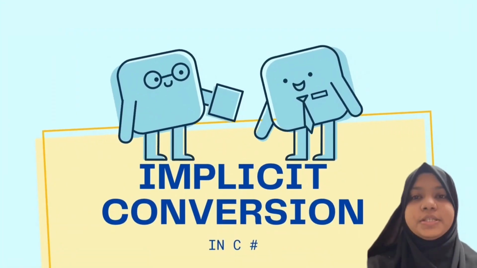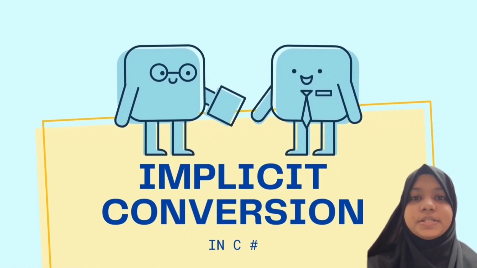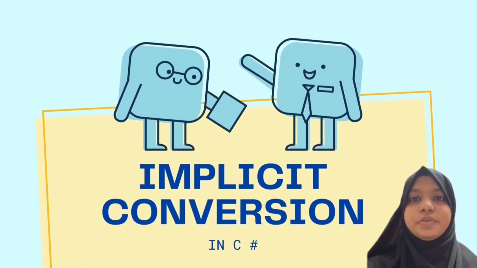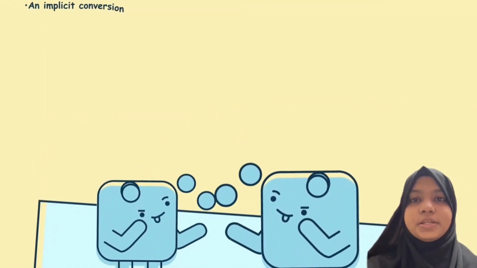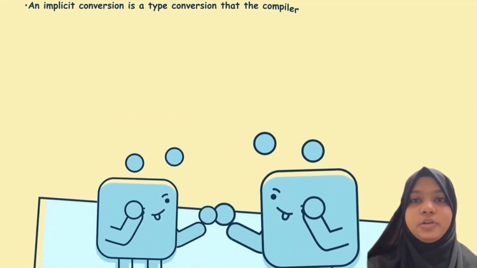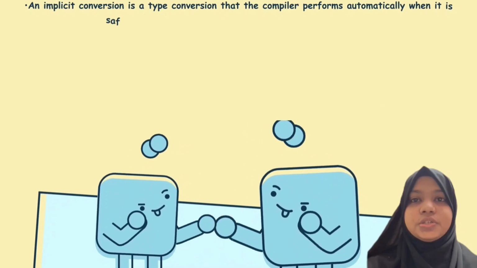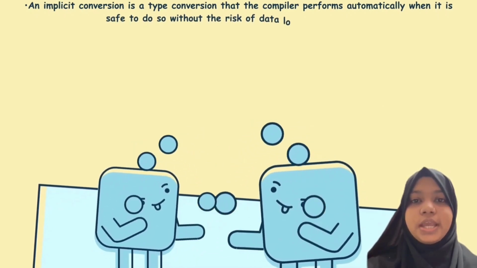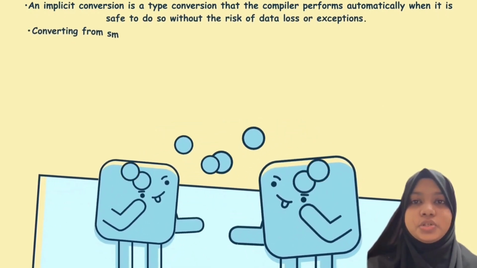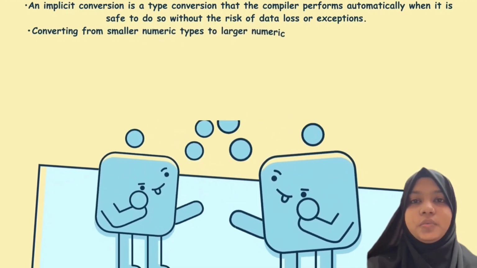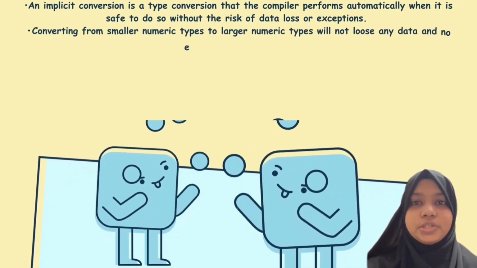Hello everyone, I'm Bondan Zikra. I'm going to explain to you about the implicit conversion in C#, which is the first data type conversion. Implicit conversion is done by the compiler automatically. It has two conditions. First, there should be no data loss. Second, there should be no exceptions thrown. Implicit conversion converts from a smaller numeric type to a larger numeric type.